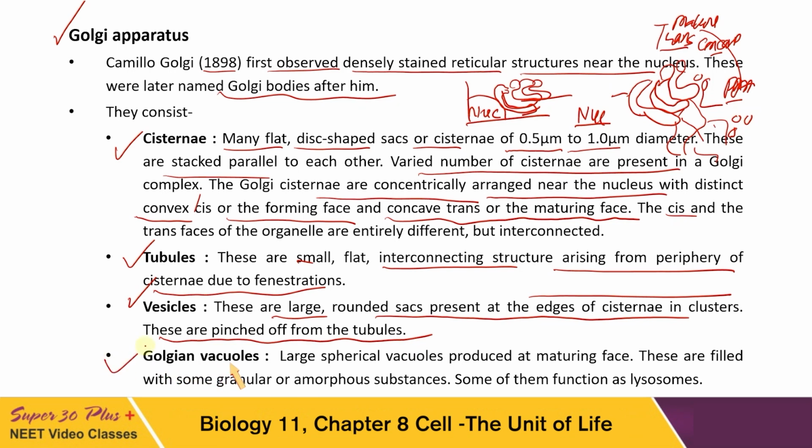Sometimes Golgian vesicles, Golgian vacuoles, are found. These are comparatively larger spherical vacuoles produced at the maturing surface. These are filled with some granular amorphous substances, and some of these help in the formation of lysosomes.